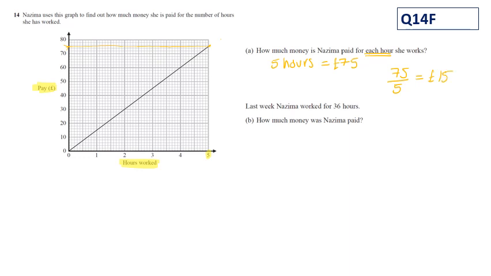Okay, continuing, last week Nazima worked for 36 hours. How much money was she paid? Okay, so we know she's worked for 36 hours, and we also know from the previous question that her hourly pay was £15 for each hour that she works. So the solution to question B is £15 multiplied by the 36 hours that she's worked. Now since this is a calculator paper, I will type this into the calculator, and doing so will give us an answer of £540.